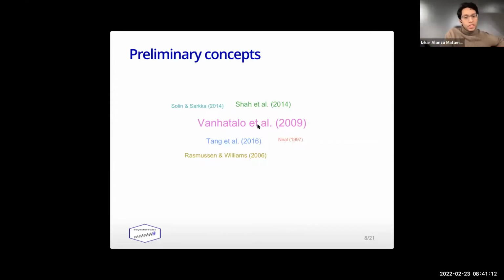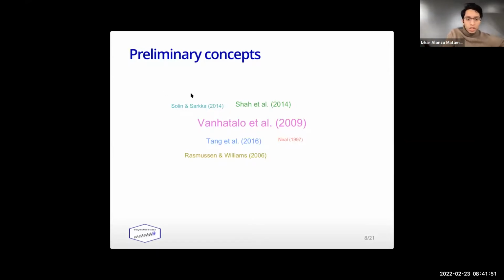Then Vanhatalo and Vehtari in 2009 used a Gaussian process regression with a heavy tail distribution, a Student T distribution for the likelihood, and then tried to fit different approximation schemes like MCMC, variational inference, and Laplace approximation to see which one could estimate this model with heavy tail distribution better. Then Shah and Wilson came to light. They proposed the Student T process for applications, where they showed that if we use a hierarchical model, we can have the analytical computation of the posteriors, and we can do it really fast.